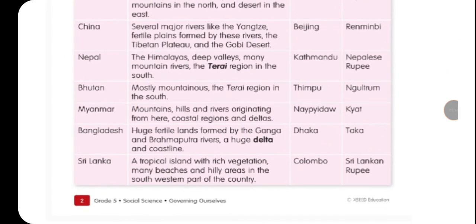Nepal. The Himalaya is located in Nepal. Deep valleys, many mountain rivers, the Terai region in the south. Capital city is Kathmandu and currency is Nepalese rupee. Bhutan, mostly mountainous, the Terai region in the south. Capital city Thimphu, currency Ngultrum. And Myanmar, mountains, hills and rivers originating from here, coastal regions and deltas. Naypyidaw is the capital city and Kyat is currency.